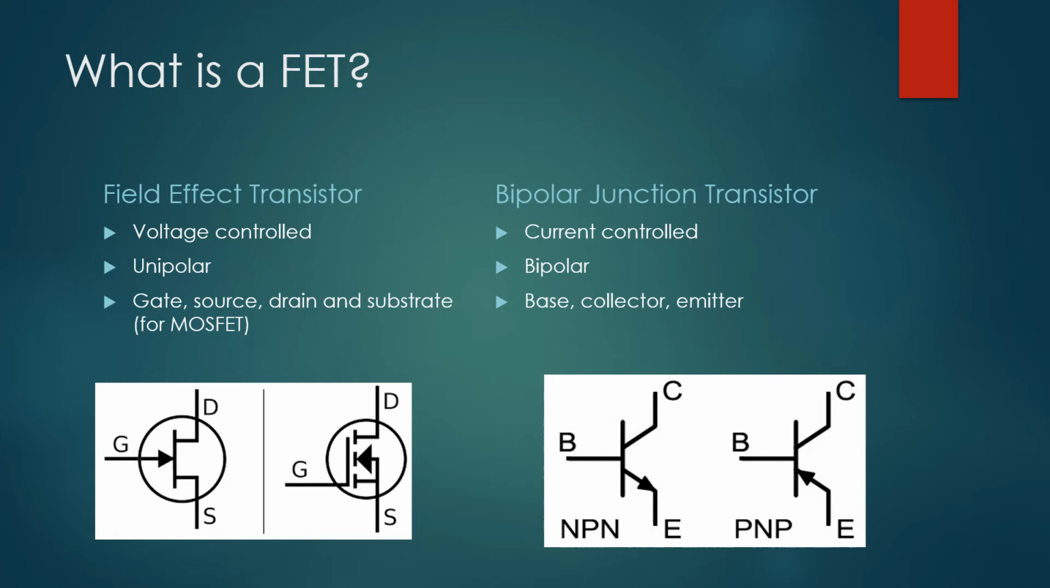Bipolar junction transistors, by comparison, have 3 terminals: base, collector, and emitter. These are controlled by the current flow into the base.